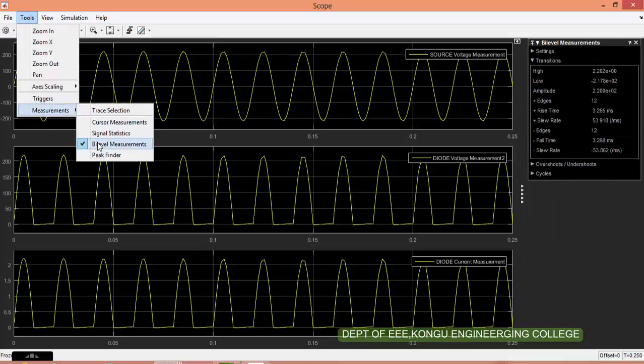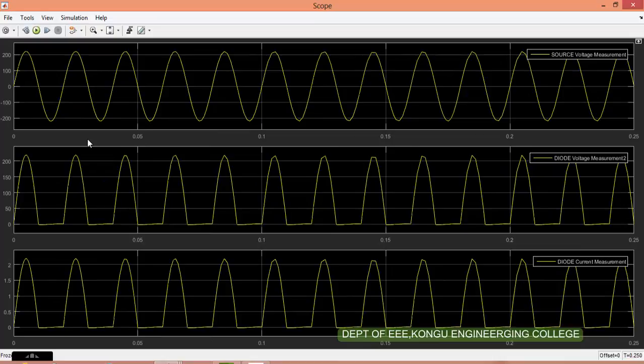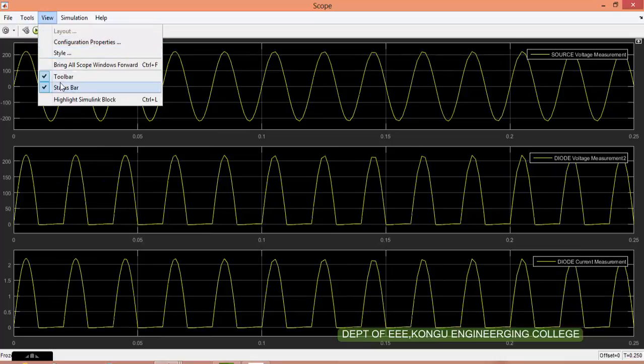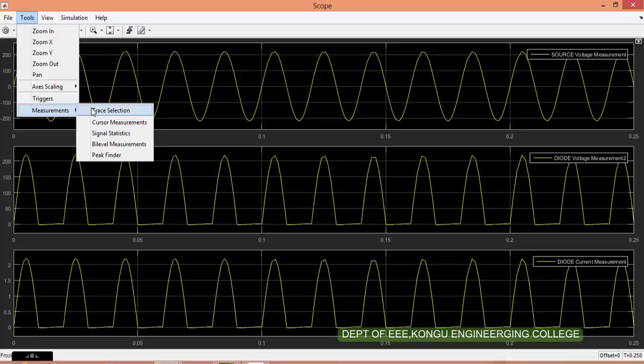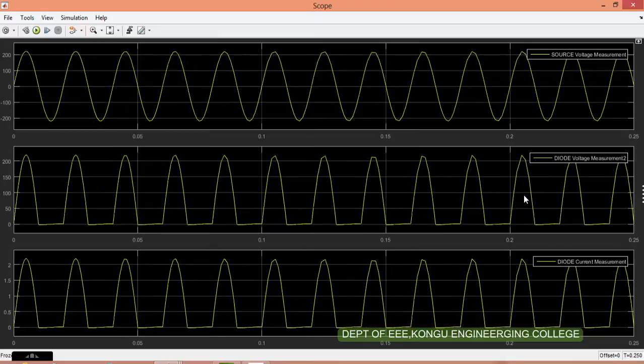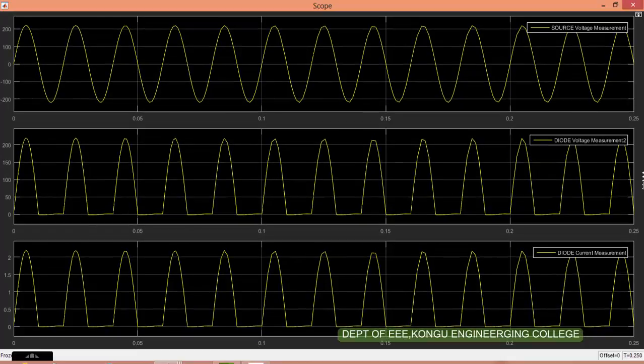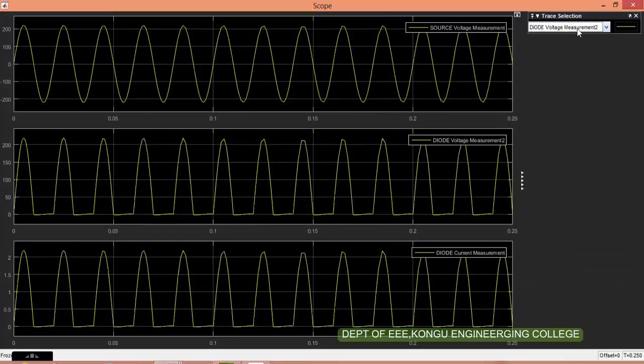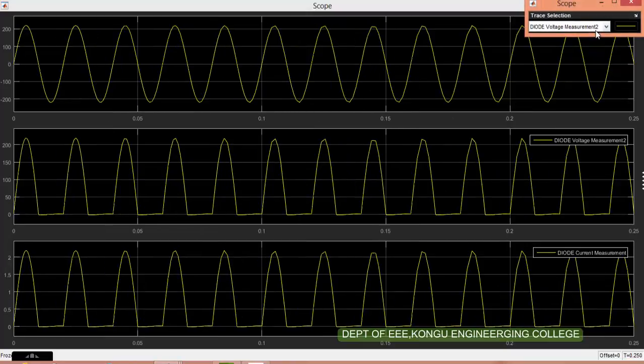Next we will see the other functionality that we are having in our scope. In the scope, go to tools and go to the measurement. In the first measurement you are having trace selection. To select this, you can select a particular trace.